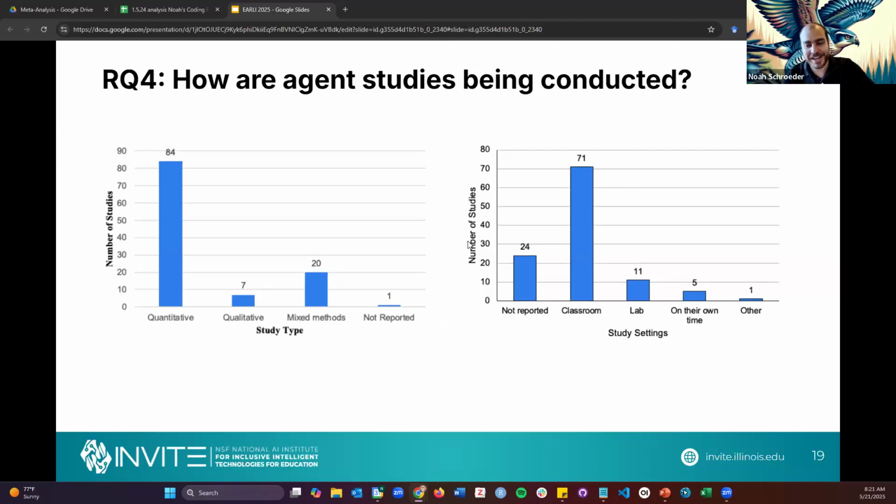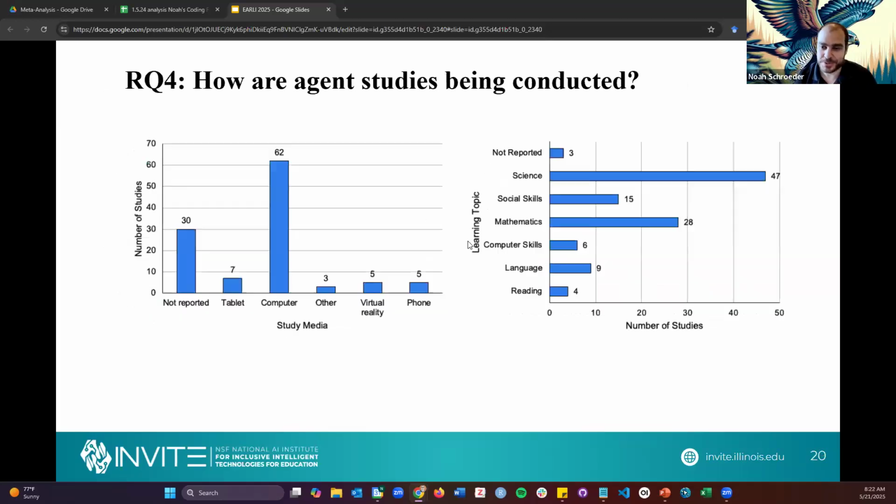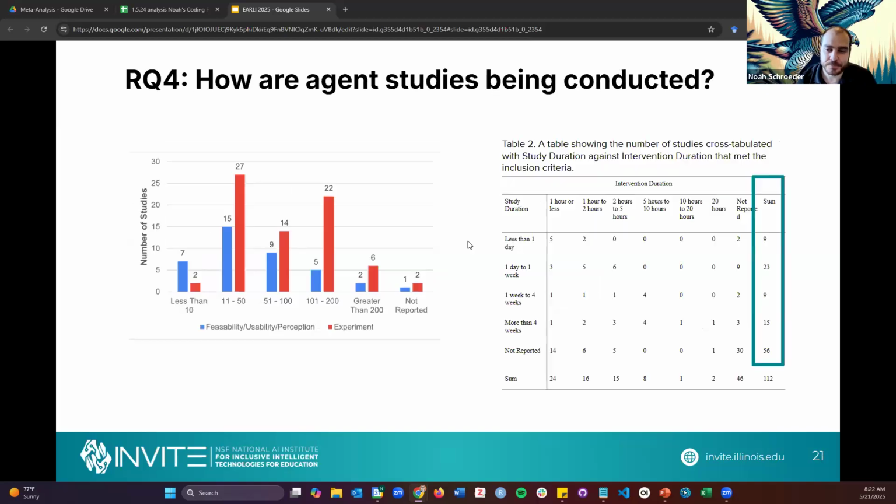Sorry. Where are agent studies being conducted? The vast majority are quantitative studies, and the vast majority were taking place in classrooms. These studies are generally taking place on computers, so the agents are appearing on a computer screen rather than a tablet or something like that. And most of them were focused around science or mathematics content.